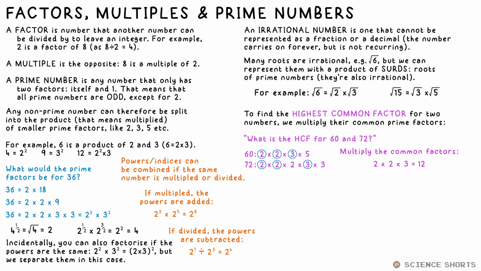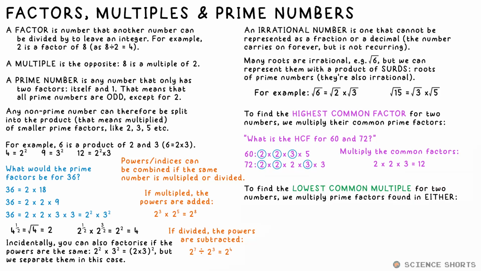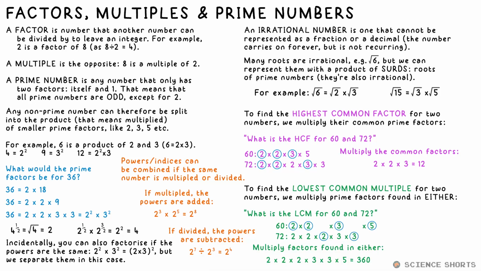A multiple is the opposite of a factor. 3 is a factor of 18 and 18 is a multiple of 3. To find the lowest common multiple for two numbers, we again take their prime factors and multiply all the factors that appear in either list. So we have 3 2s, 2 3s and a 5. Multiply them together and we get 360. The lowest common multiple of 60 and 72 is 360.